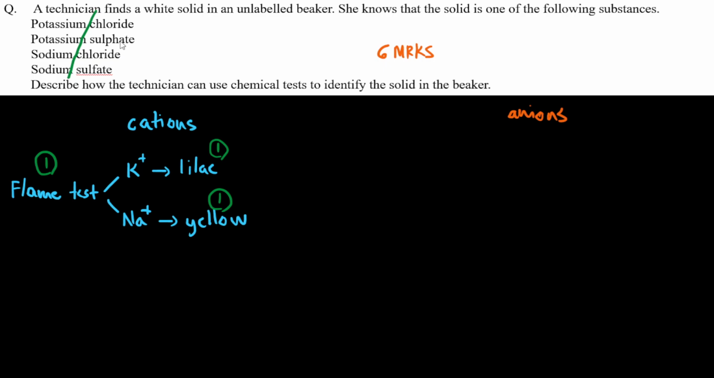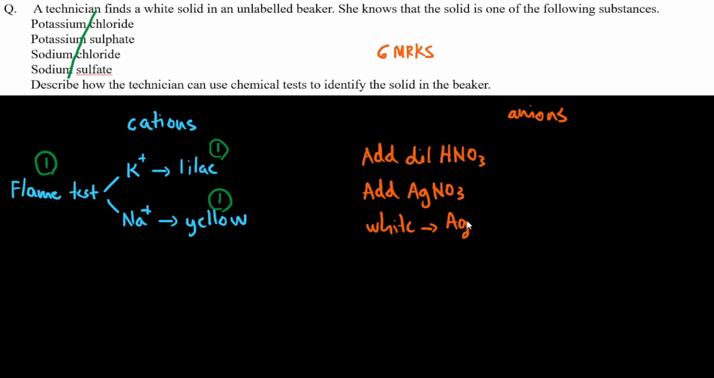You have chloride and sulfate. Okay, so if you have a chloride and sulfate, you can either test for chloride or you can either test for sulfate. So if you want to test for sulfate, what you would do is add dilute nitric acid to your white solid to clear the impurities. Afterwards, you're going to add silver nitrate, and if your precipitate has a white color, it will mean that you have AgCl, silver chloride, which is your chloride ion.